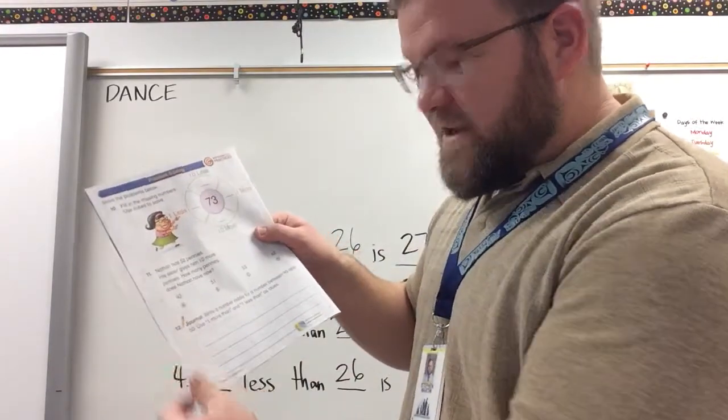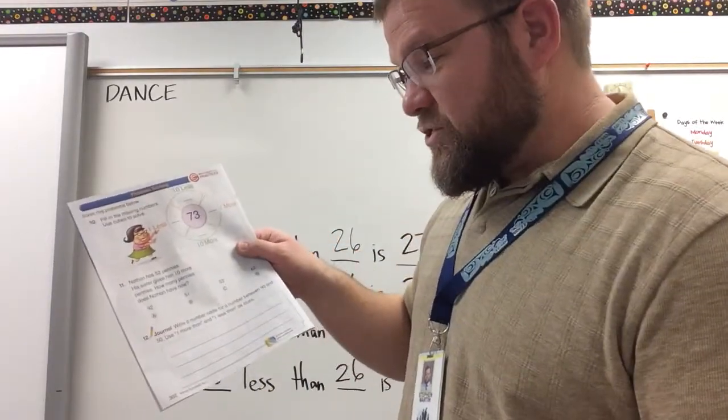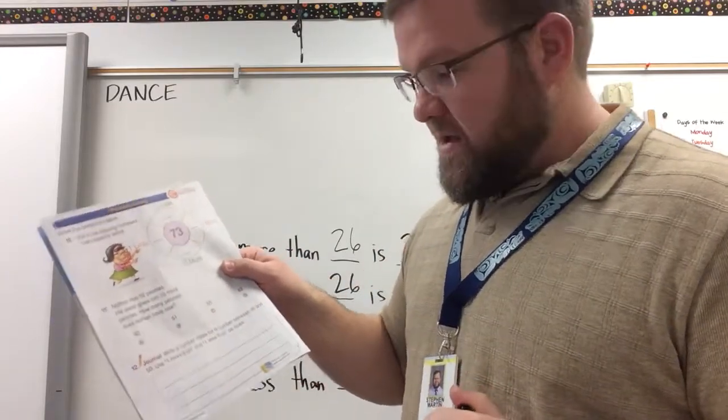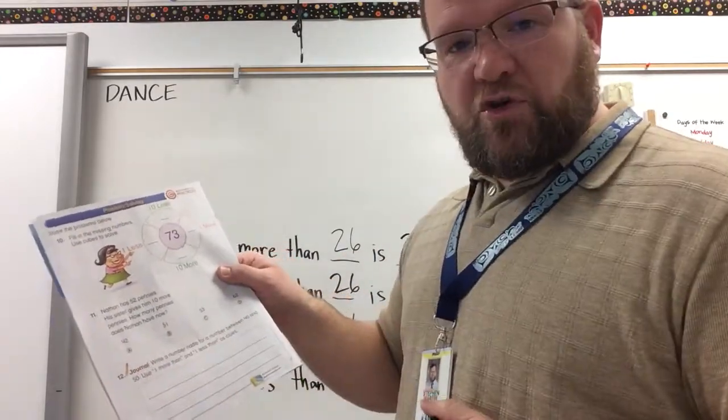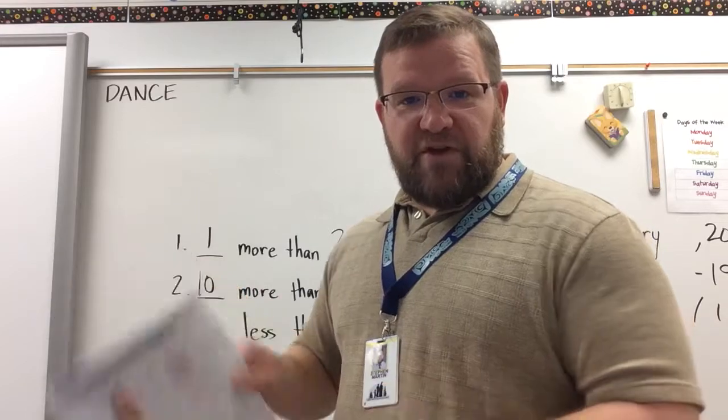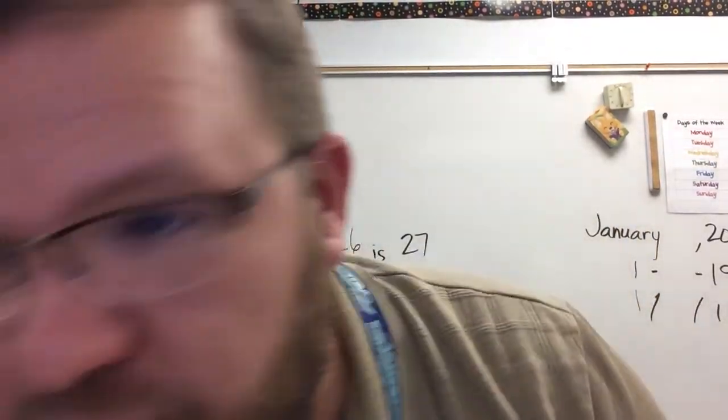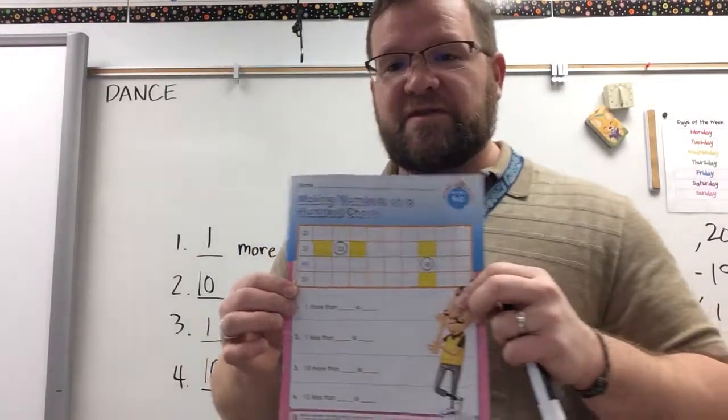Number 11 says that Mr. Nathan has 52 pennies. His sister gives him 10 more. How many does he have now? Color in the circle underneath the correct answer now. Very good.